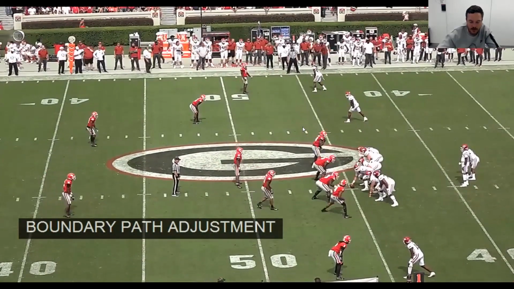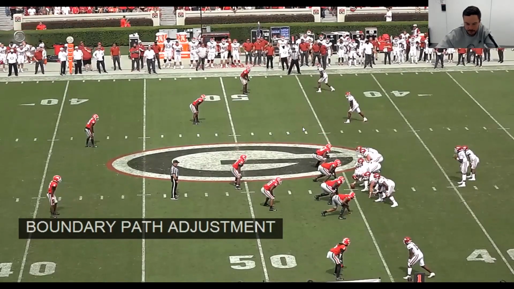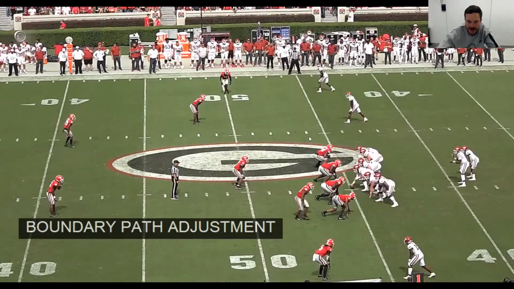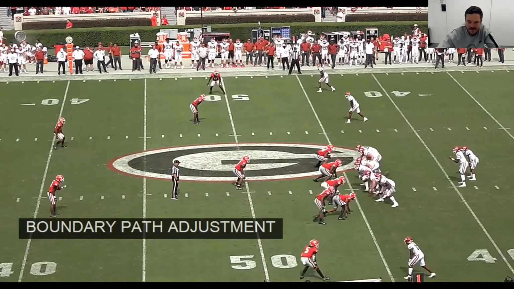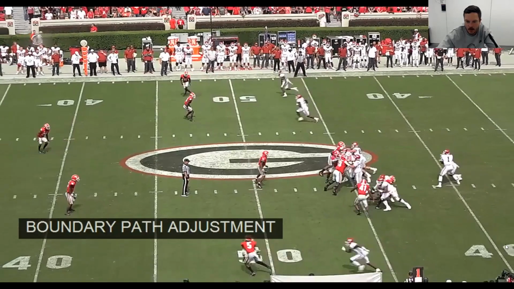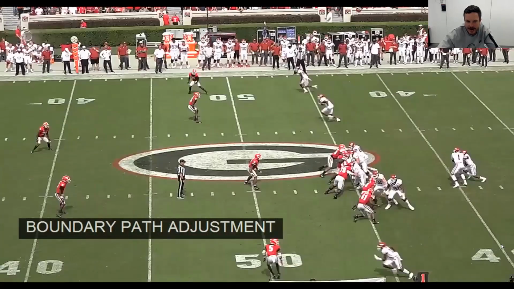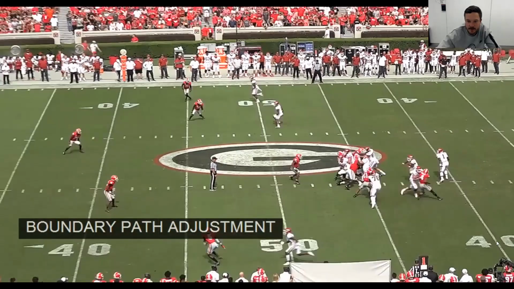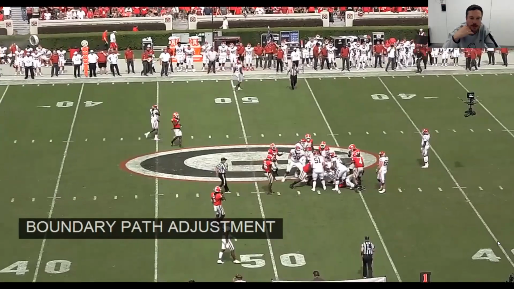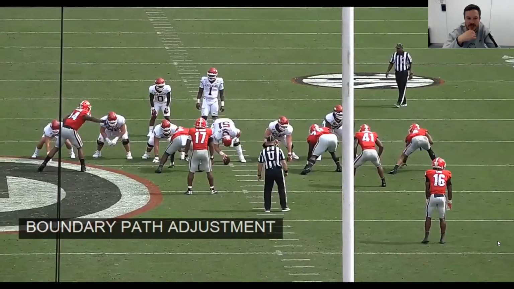Another look with a boundary pressure here. Really good example. Now we'll build in different stunt mechanics when we do it. So here we're running a boundary pressure, but we're reading the offensive tackle. If the offensive tackle comes out, we're going to run what we call a tech stunt. We're going to be up and under. And now we're able to gain an extra hat, extra gap, and have a good answer for their runs away.